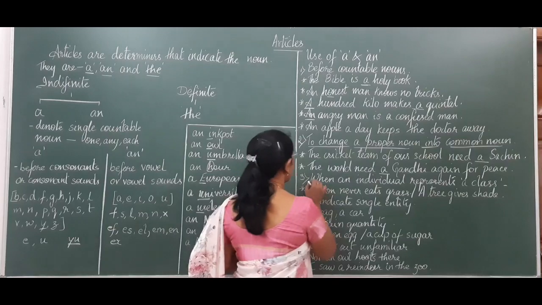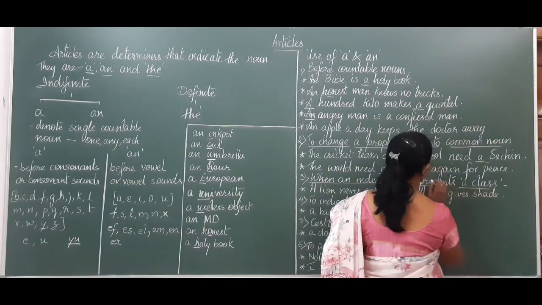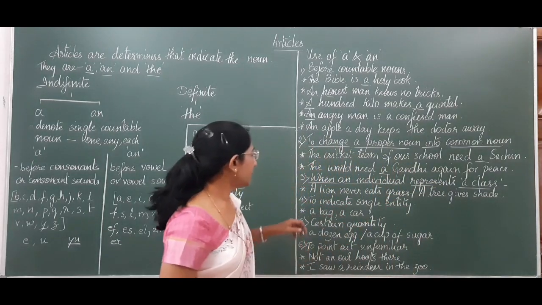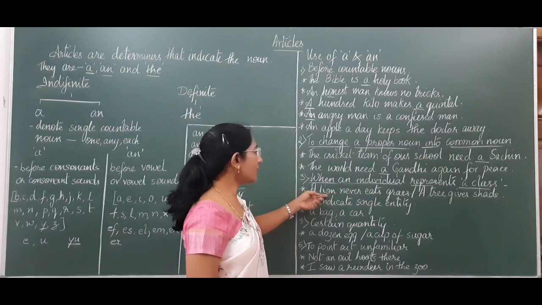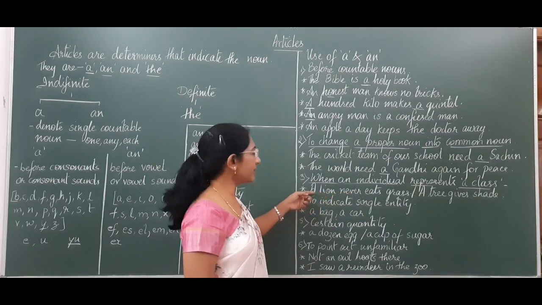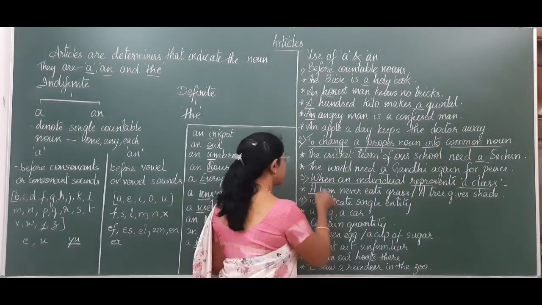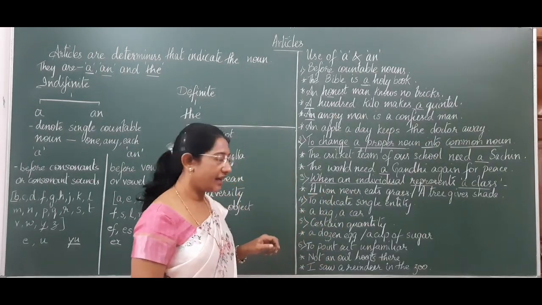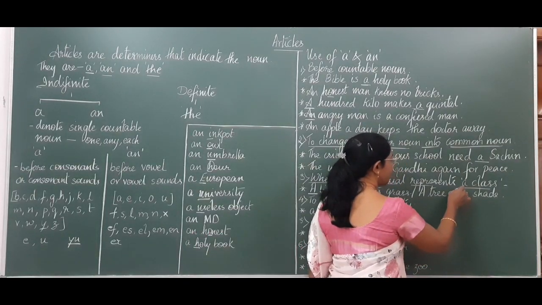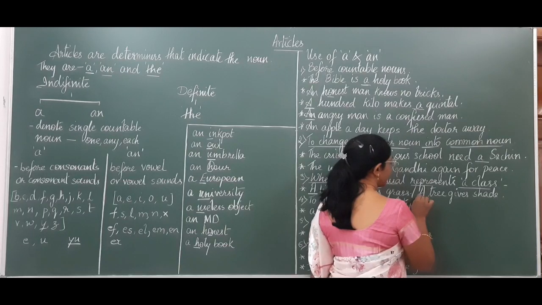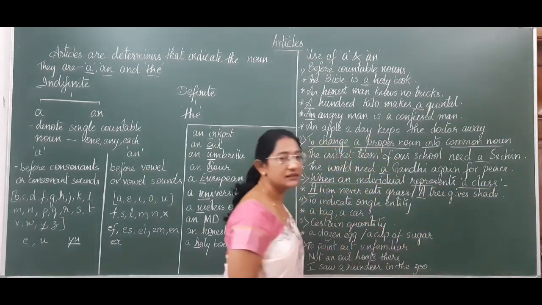Next, when an individual represents a class. Okay, a lion never eats grass, so all lions. Here we represent all lions generally. It takes the indefinite article a. A tree gives shade, so referring to all trees, it represents a class, and also takes article a.